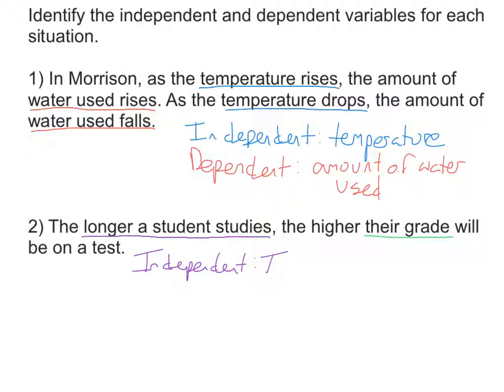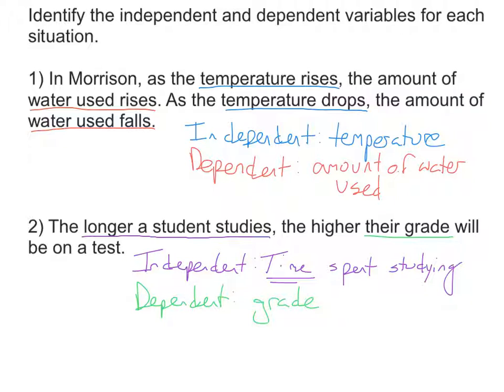is the time. Notice we have time. Time is always independent. Time spent studying. And then the result, the dependent variable, the output, is the grade of the student. And we're done.